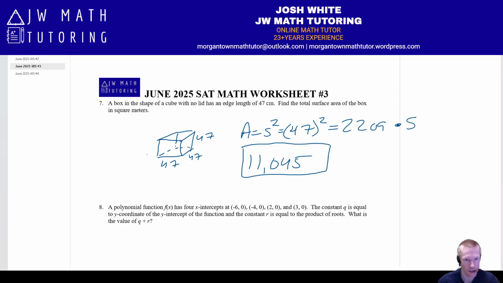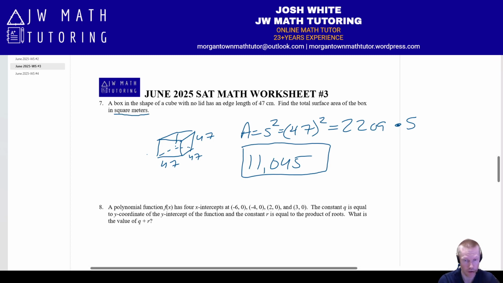All right, so this is just a correction to the answer to problem number 7 from a June 2025 SAT official test, problem worksheet number 3. When I recorded this, I had forgotten that the question I had originally designed was not only a calculate the surface area question, but also a unit conversion question because I have the answer to be listed in square meters, okay?